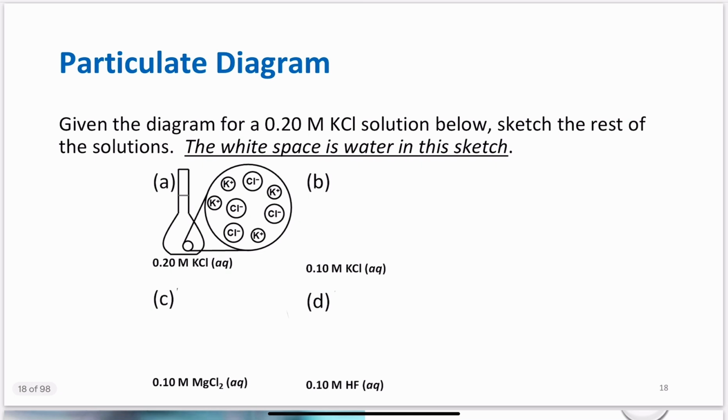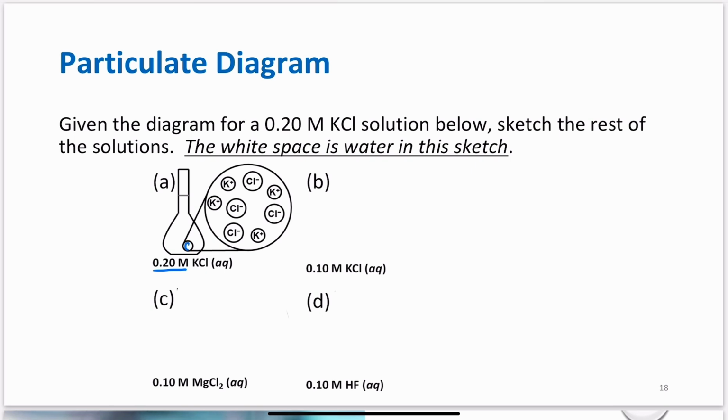Okay, let's talk a little bit about particulate diagrams. This is kind of going back to that idea of being able to picture what's happening in solution in your mind, okay? Given the diagram for 0.20 molar KCl solution below, sketch the rest of the solutions. The white space is water in this sketch. So this is telling me I have 0.20 molar KCl. Cool. What do I do with that information? I'm going to look at the system and see.